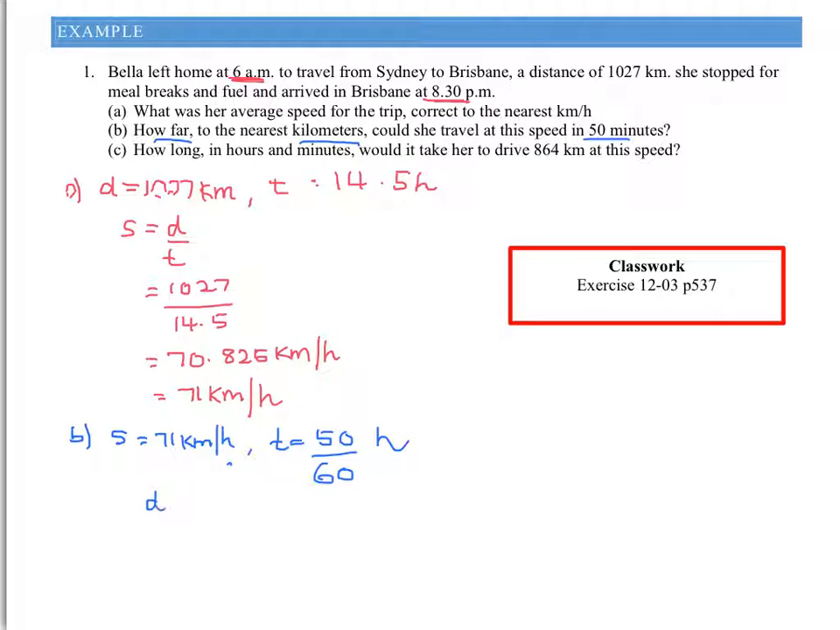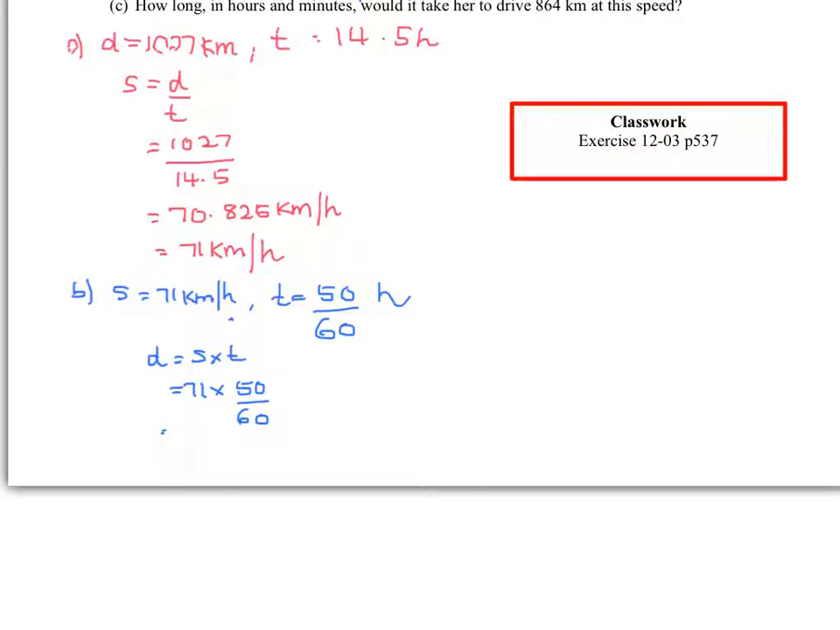So using the rearrangement of my formula, distance equals speed times time, we can now plug in the numbers that we have. And we can see what we get. I'll have to move the page up a bit. We get, I think it's 59.166. So it's 59 kilometres, which is to the nearest kilometre.